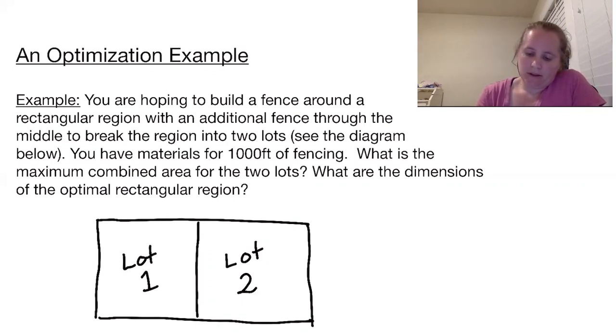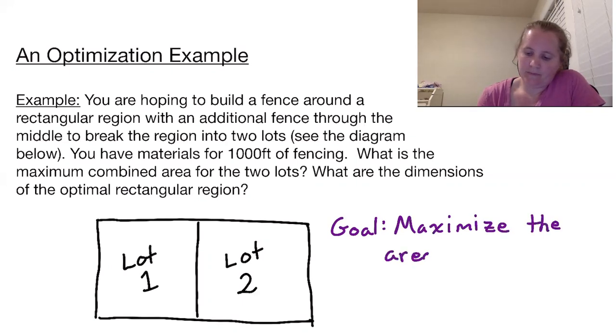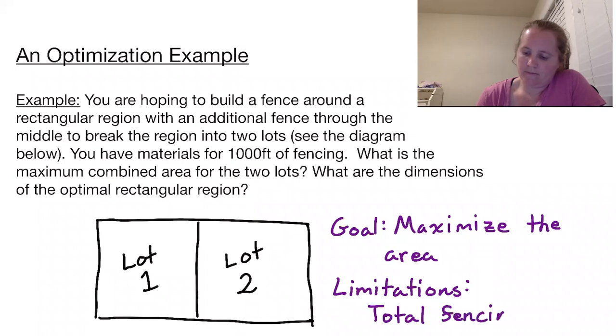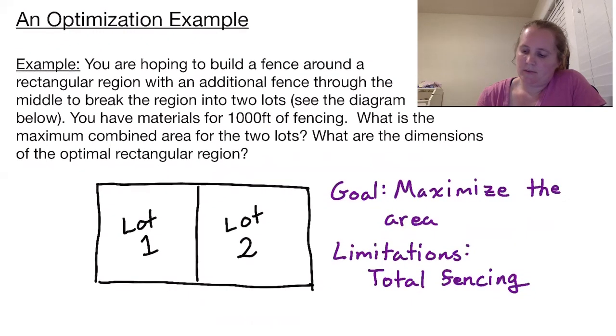Our goal is to maximize the area. And then the extra information we have for our limitations would be that the total fencing is 1,000 feet.